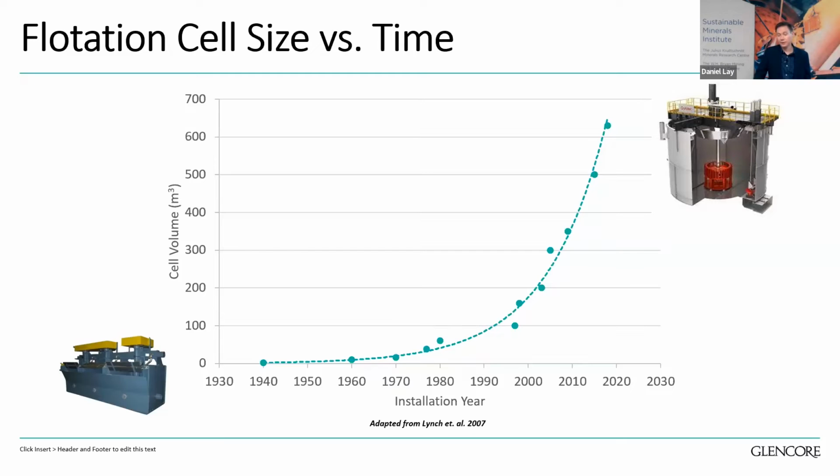So from an engineering point of view, it's often easier to build things larger rather than to make them more efficient. As you can see, the size of the flotation cell has increased exponentially. Cell sizes have increased from 2 cubes in 1940 up to now 630 cubes in 2018. By extrapolation, if this trend were to continue, we would expect flotation cells above 1,000 cubes by 2030. However, increasingly, the industry is starting to question the limits to this approach.